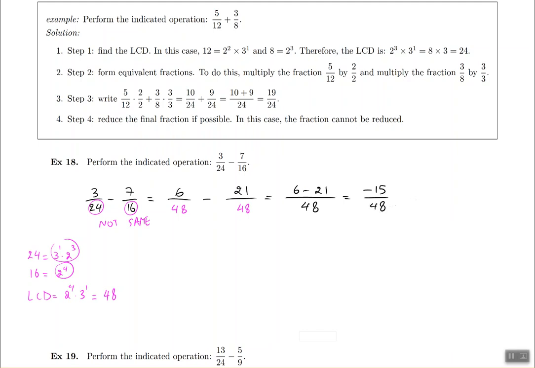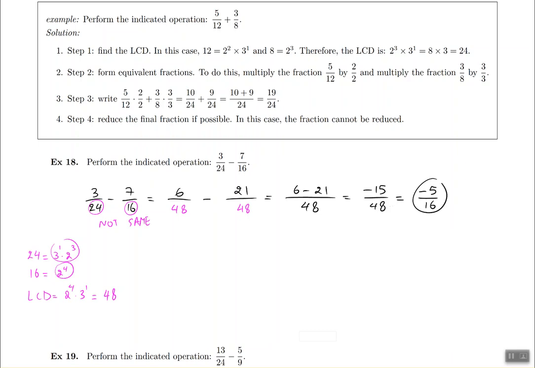Again, it is always a good idea to check whether things can be simplified, whether things can be divided out or not. So in this case, I can divide the 15 and the 48 by 3, for instance. If I divide them by 3, I get negative 5 over 16. So that's my final answer.